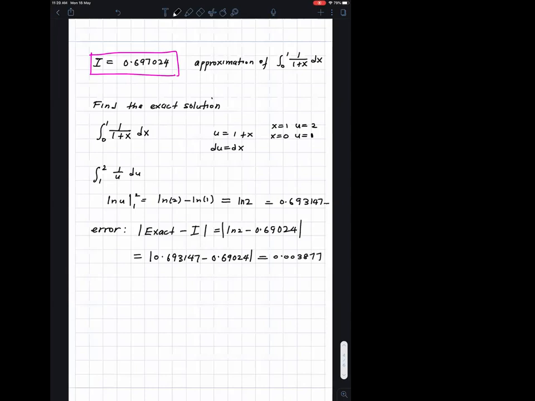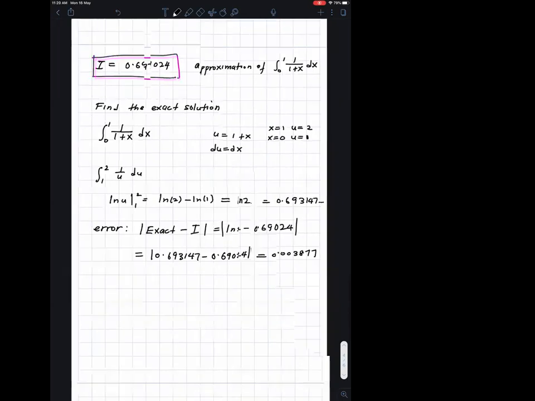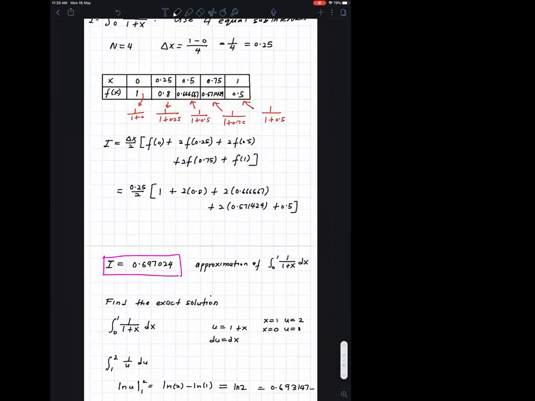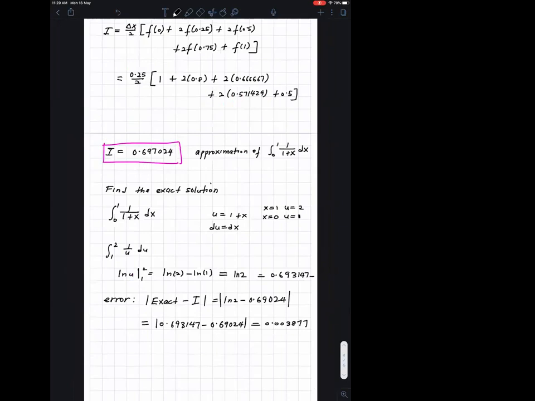So that's the error. So you might be getting a problem just like this for trapezoidal, where you have to do the numerical part, and then you also have to find the exact value and solve it, and then find the error.